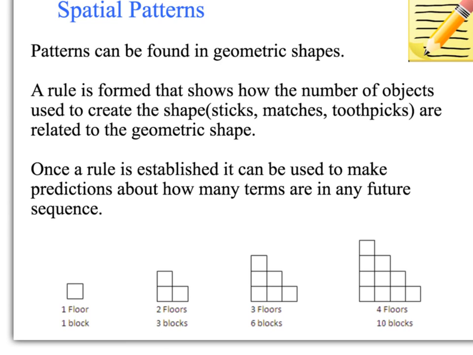So for example, if you have a look down the bottom, you need 1 block to make 1 floor. You need 3 blocks to make 2 floors, 6 blocks to make 3 floors, and 10 blocks to make 4 floors. Knowing this, if you work out the rule, you can actually find out how many blocks you're going to need to make 20 floors without actually drawing it up to 20.